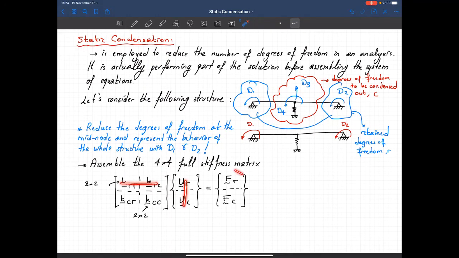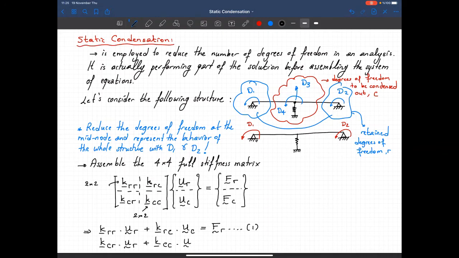Row multiplied by the column should give me FR. So I have KRR multiplied by UR plus KRC multiplied by UC is equal to FR. That's my first equation. The second equation, I multiply this row with that column, and that should give me FC. So I have KCR multiplied by UR plus KCC multiplied by UC should give me FC. That's my second equation.